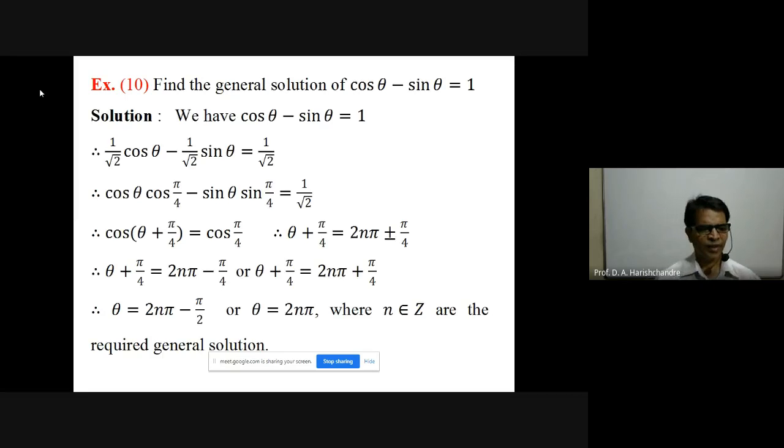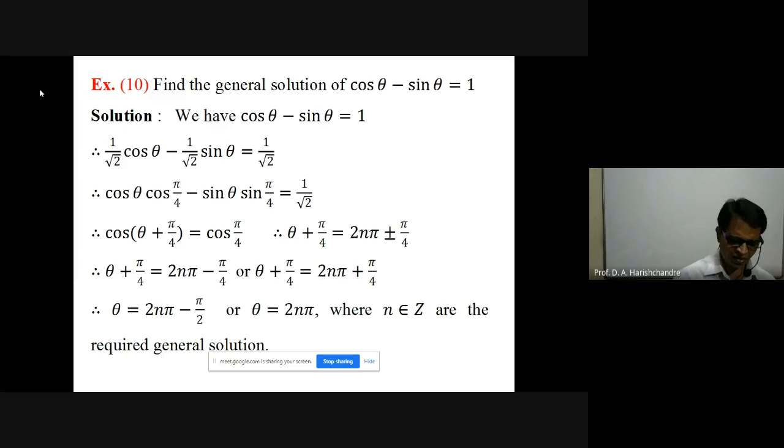Example number 10. Find the general solution of cos theta minus sin theta is equal to 1. Okay. Now let us simplify this trigonometric equation again into standard form. Okay. First of all, multiply each term of this equation by 1 by root 2. This is the mathematical adjustment we are performing to convert this trigonometric equation into standard form. Multiplying each term by 1 by root 2, we are getting 1 by root 2 into cos theta minus 1 by root 2 into sin theta is equal to 1 by root 2.